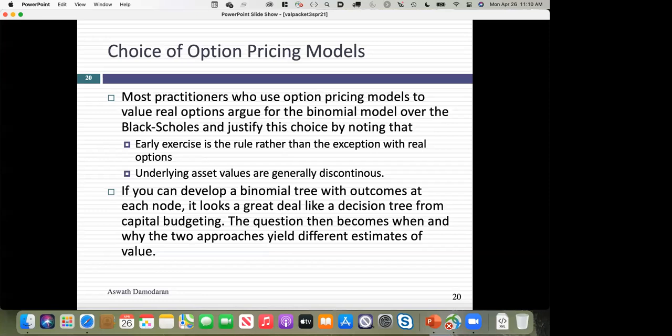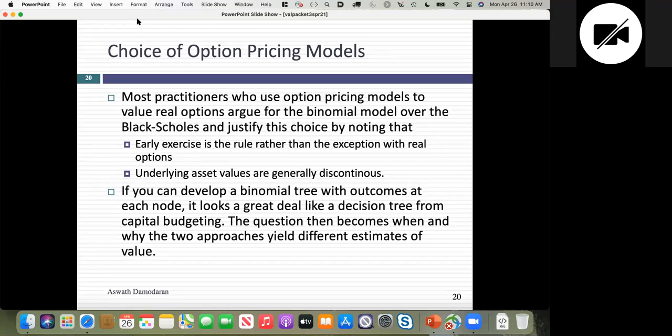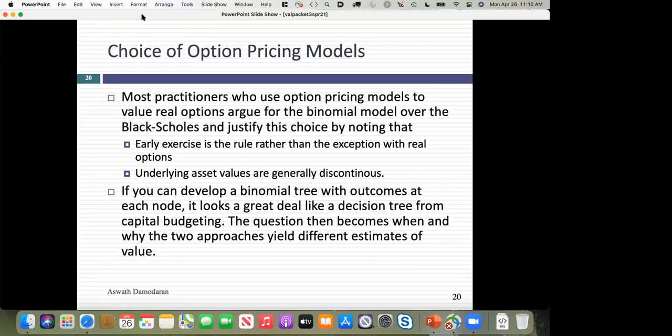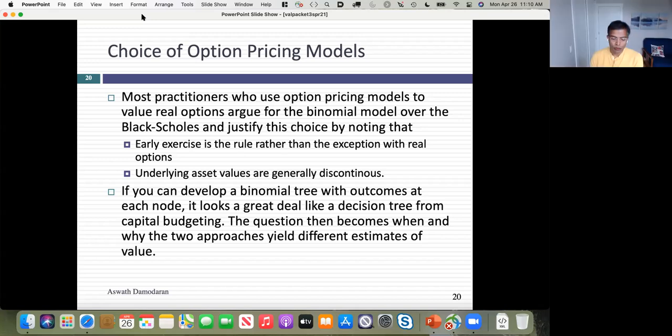Because we're going to talk about using these models to value real options. Now, if you open up many real options textbooks, and there are quite a few right now, many of these books are written by purists. Purists who think everything is a real option. And many of these books will insist that you cannot use a Black-Scholes model to value a real option, for a simple reason.